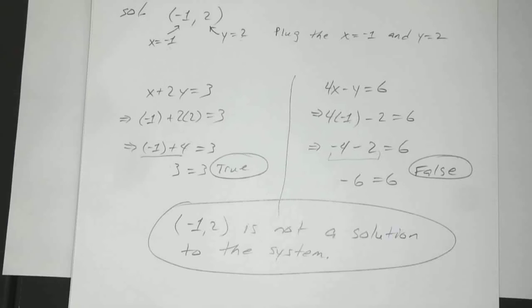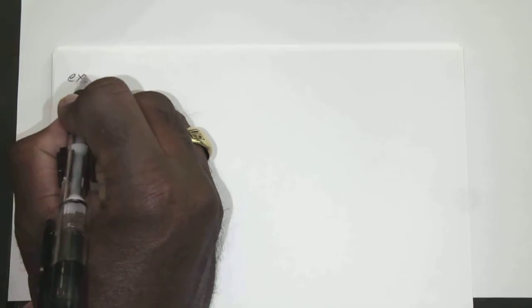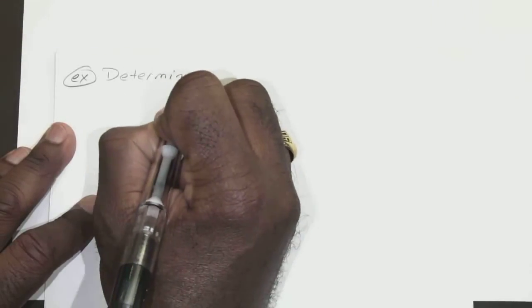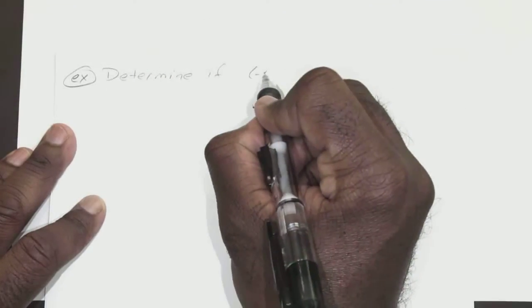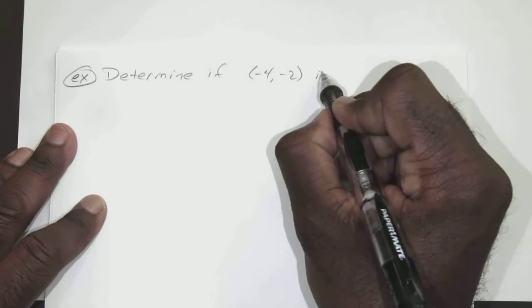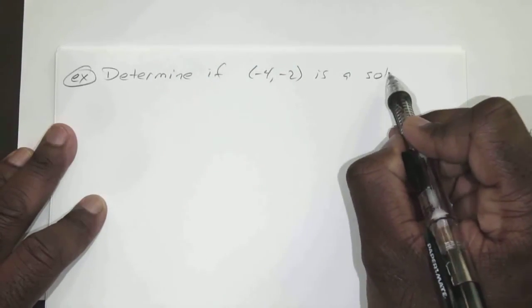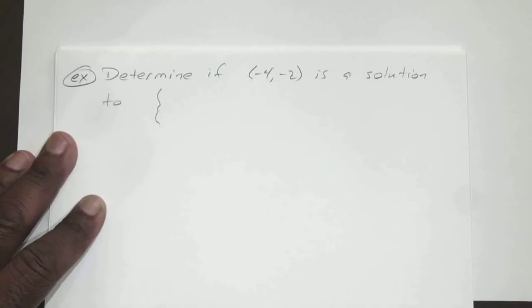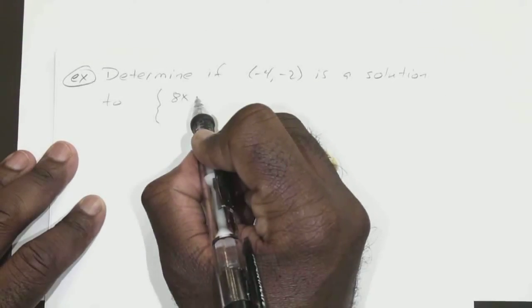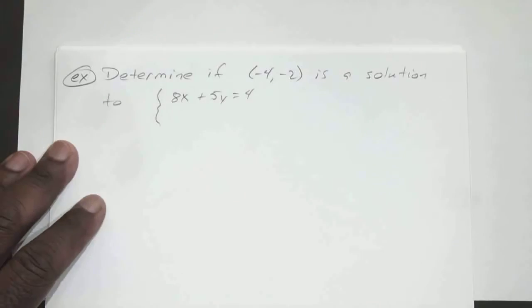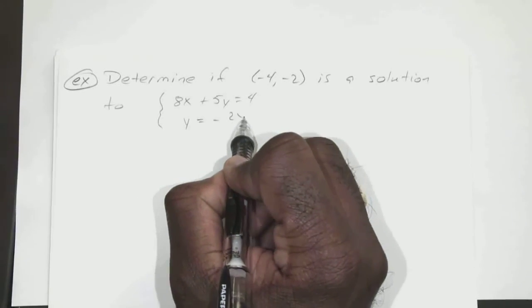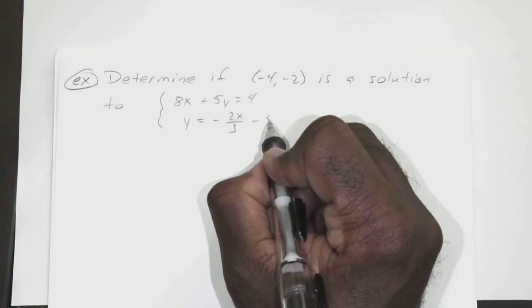All right, so let's say, for example, determine if, say, (-4, -2) is a solution to the system. Let's say 8x plus 5y equals 4. And let's say y equals negative 2x over 3 minus 5.